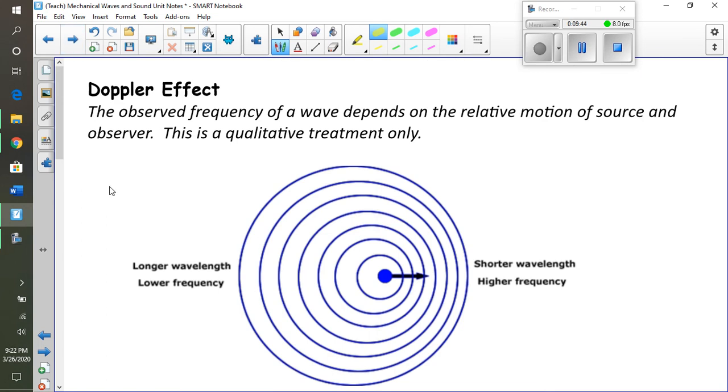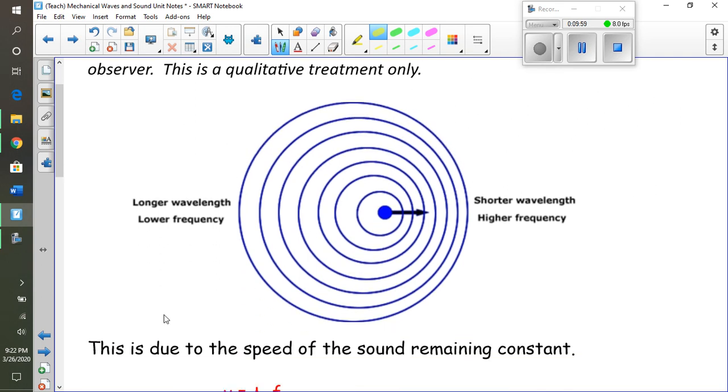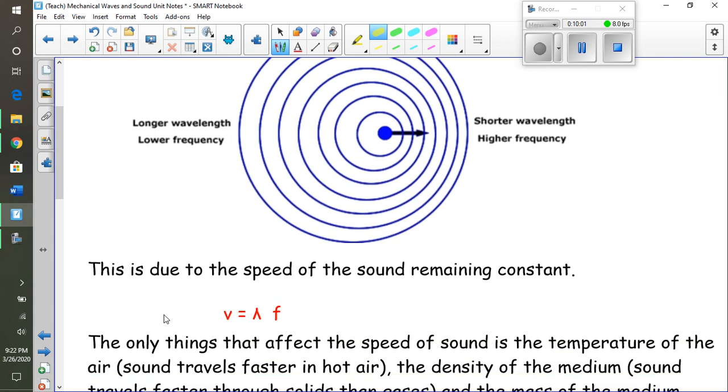All right, Doppler effect is the next topic here. So this is when the observed frequency of a wave depends on the relative motion of the source. And on the AP exam, we're just going to do a qualitative treatment. We're not going to do any math with this. Now, this all comes back to the speed equation. V equals frequency times the wavelength.